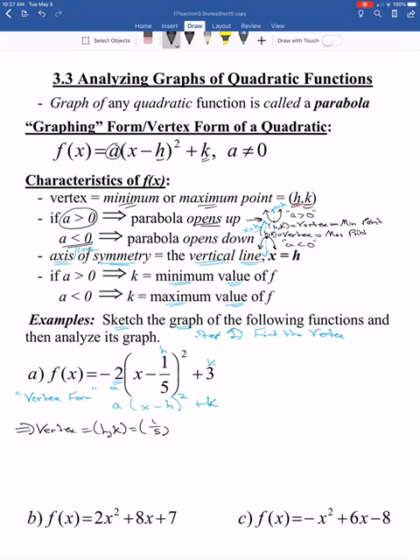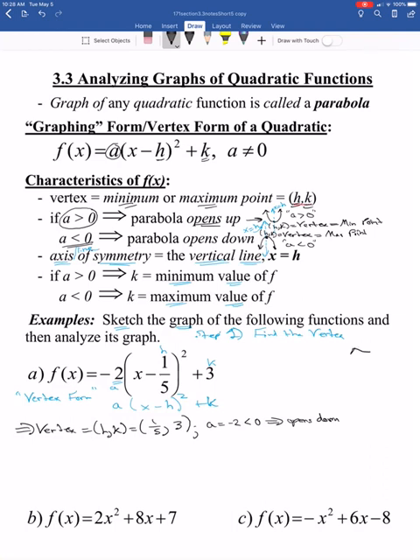Now, assuming it's in vertex form, whatever is subtracted from x is the x-coordinate, and of course the constant term that's added to that squared term is the y-coordinate. So there's the vertex. And we know with this parabola our value of a is -2. It's less than 0, so we know it opens down. So if we're going to graph this parabola, we could go ahead and do that.